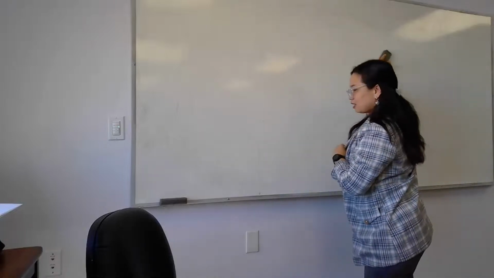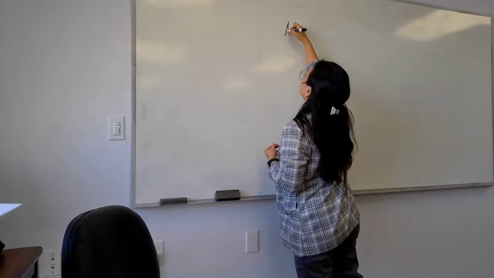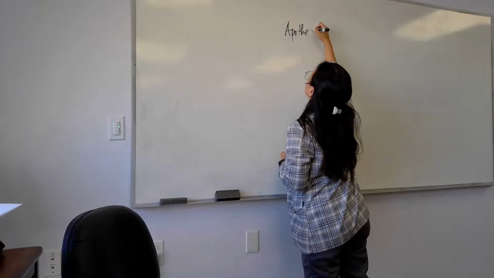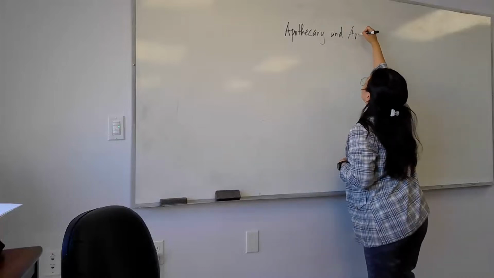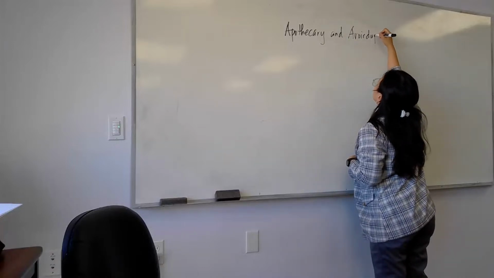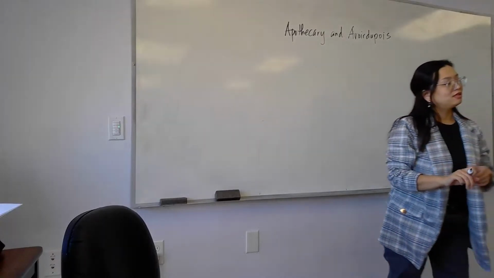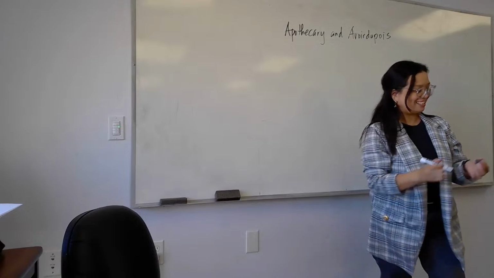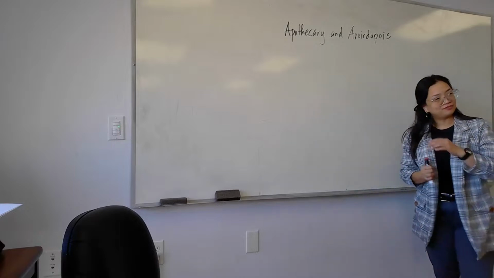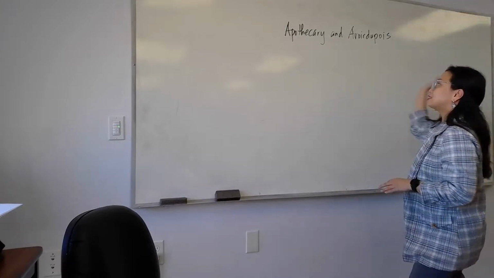Okay. I erased the household to metric because it's not household to metric. I'm going to talk about another two systems called Apothecary and Avoirdupois. Say apothecary. These are two units.